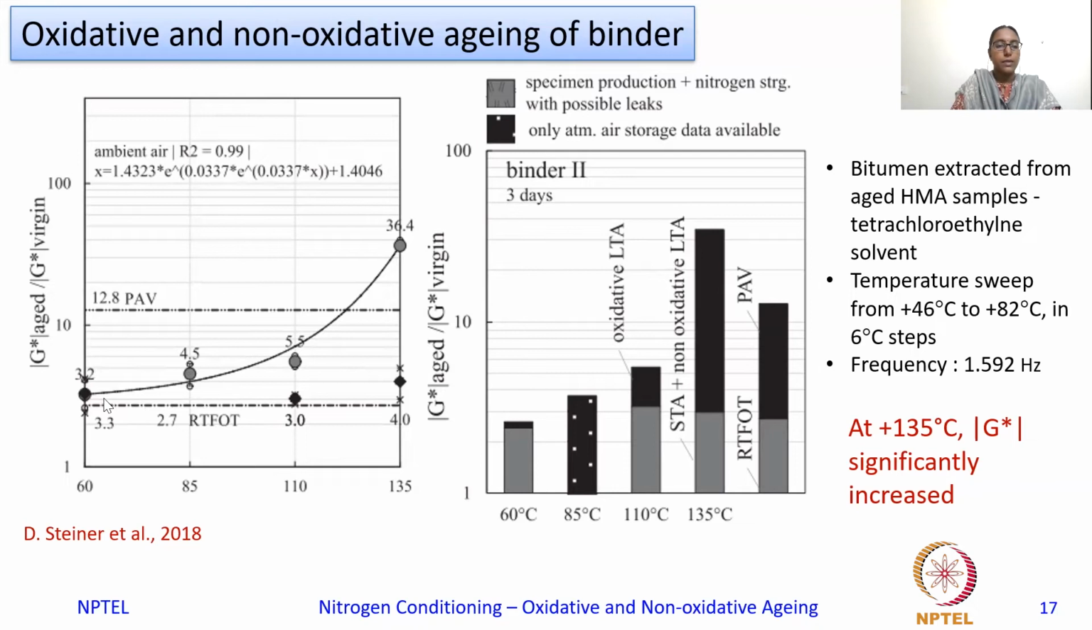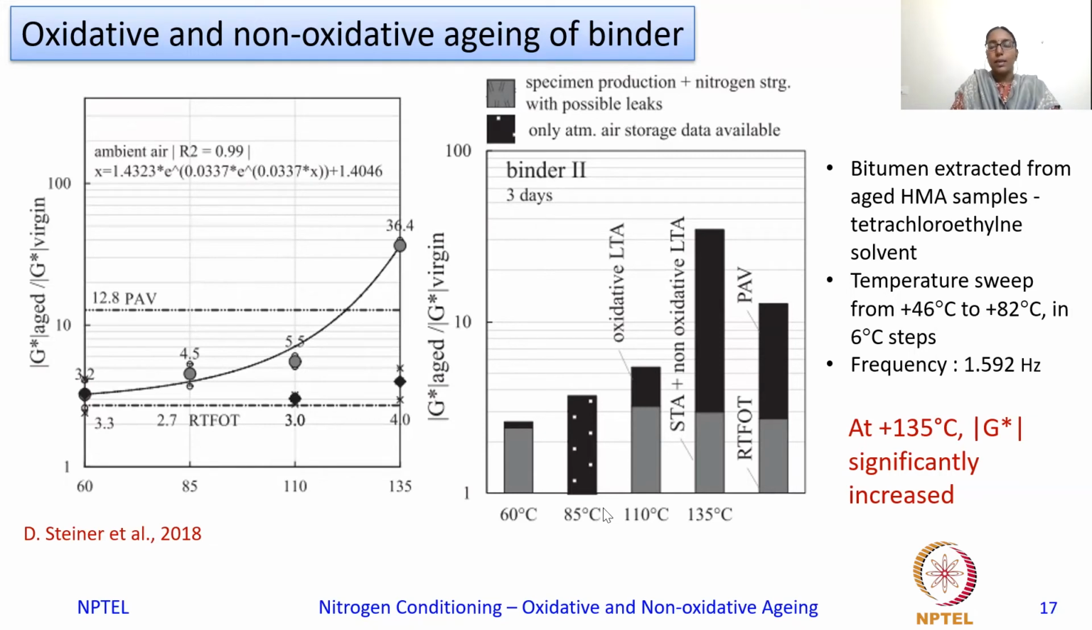So we can see here the diamond-shaped ones are the aged specimens from the nitrogen-conditioned specimens. The changes between the temperatures are very small, and significant changes happened only after 135 degrees Celsius, whereas in the air-conditioned specimen, you can see that the mod G star has significantly increased after 110 degrees Celsius.